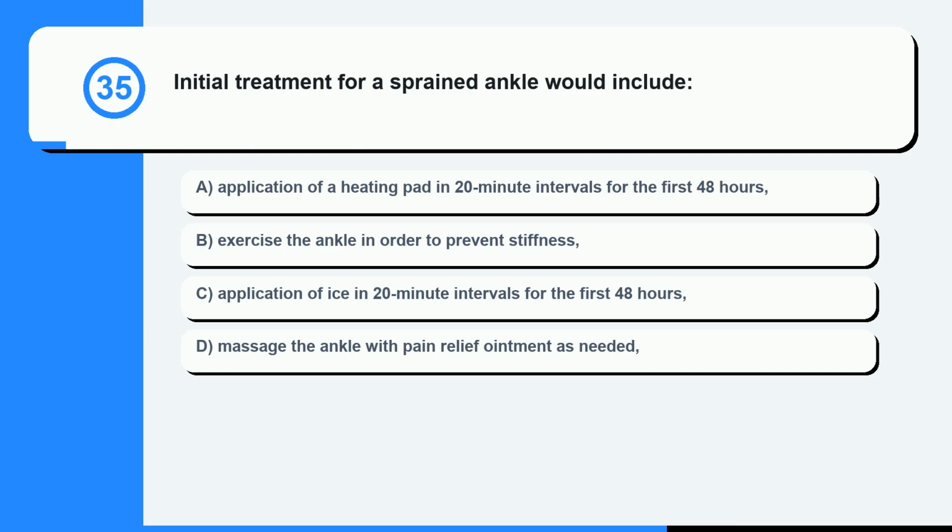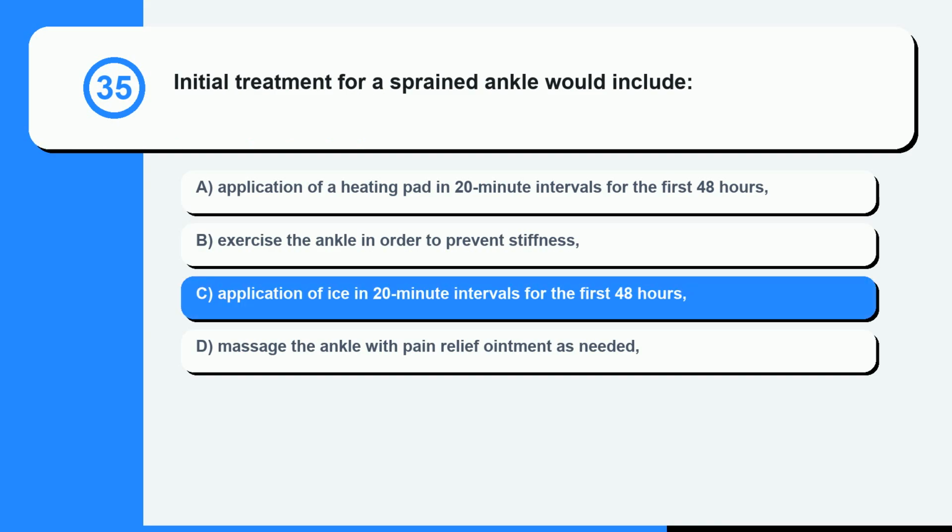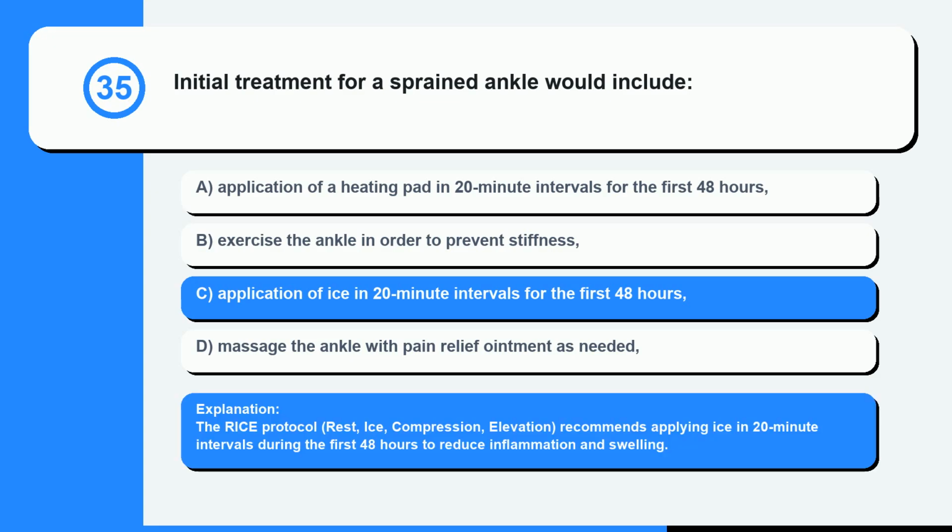Question 34. Lyme disease, if untreated, can progress into A. Viral infection. B. Contagious disease. C. Chronic infection. Or D. Acute infection. The correct answer is C.